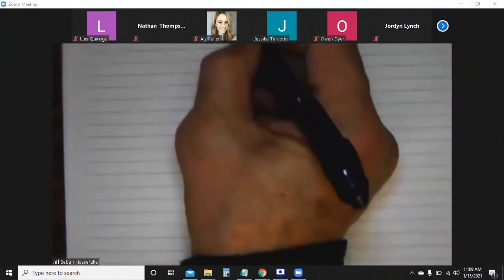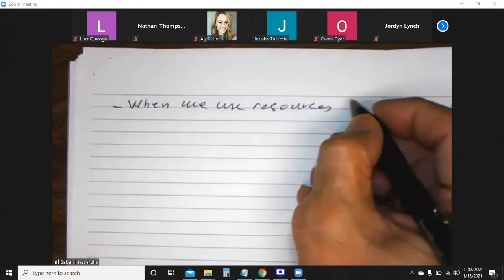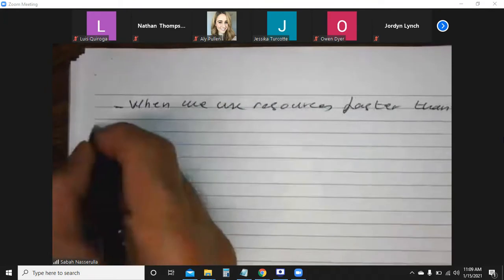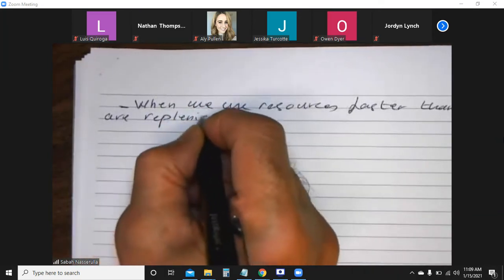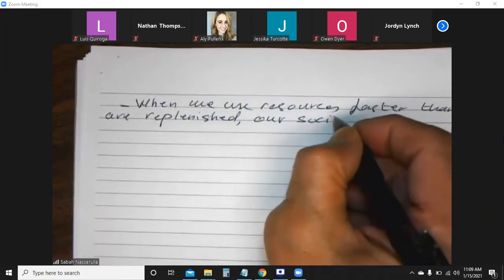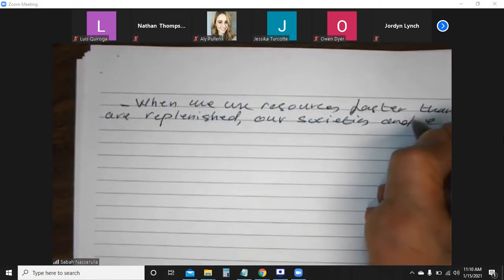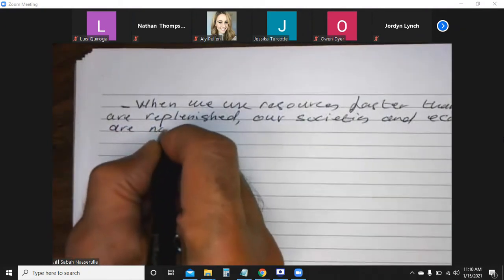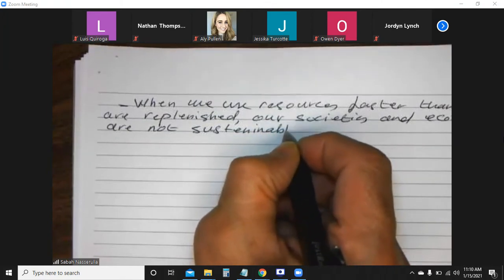Okay, when we use resources faster than they are replenished, in this case our societies and economies are not sustainable.